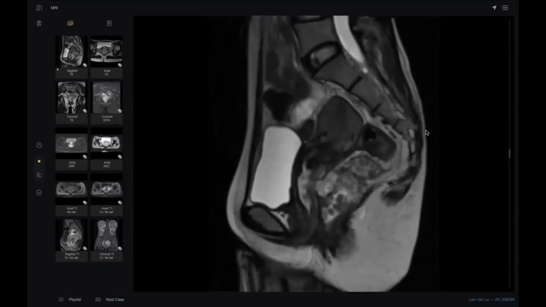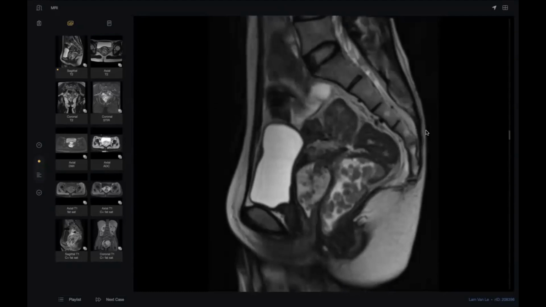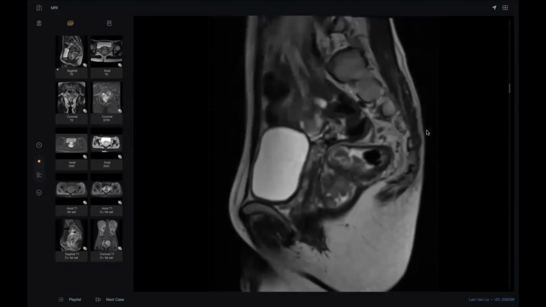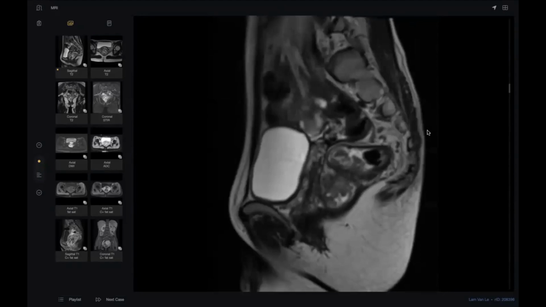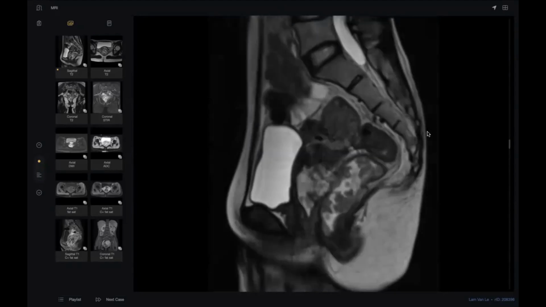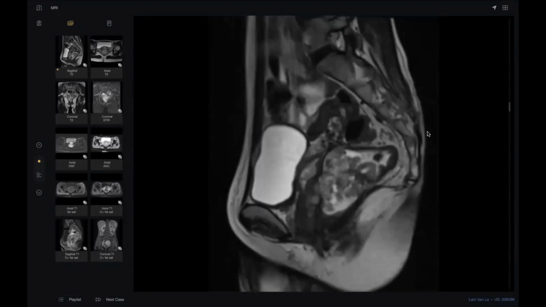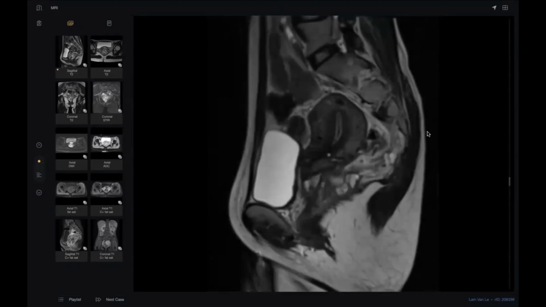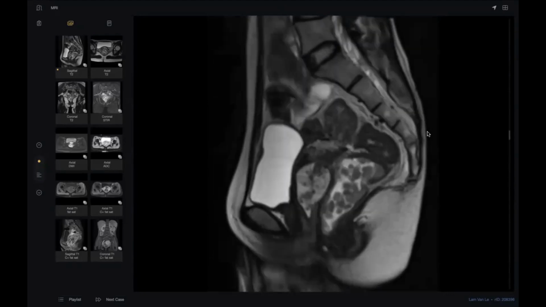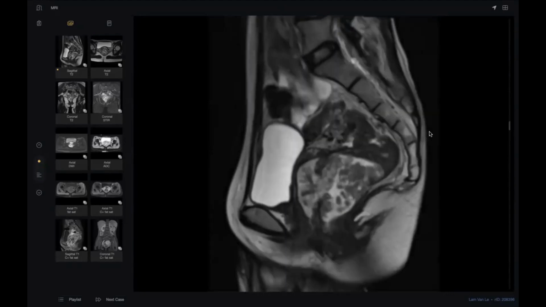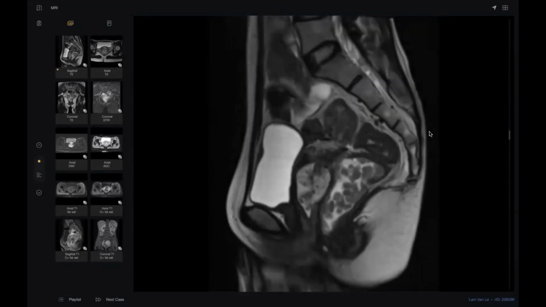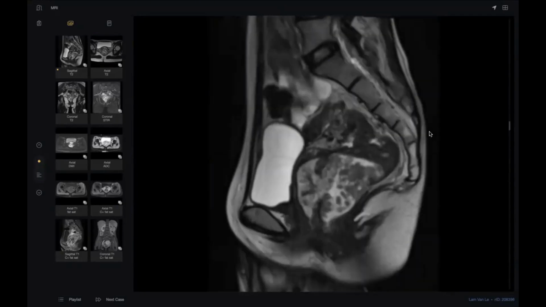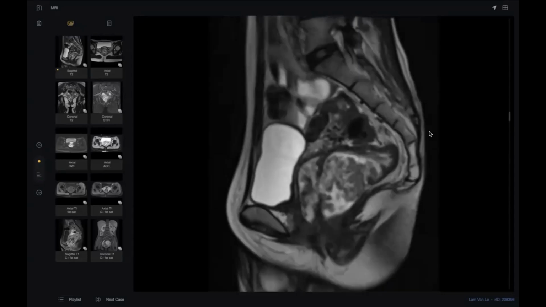These are the sagittal T2-weighted images of MRI pelvis. Here I can see there is an abnormal signal intensity mass lesion in the pelvis, in the region of the rectum and cervix, which is appearing hyperintense with internal hypointense nodularity.